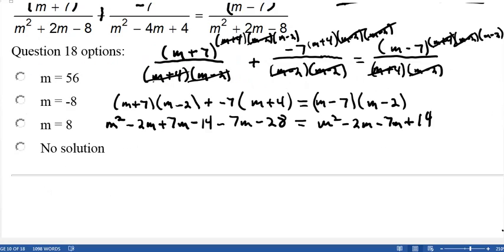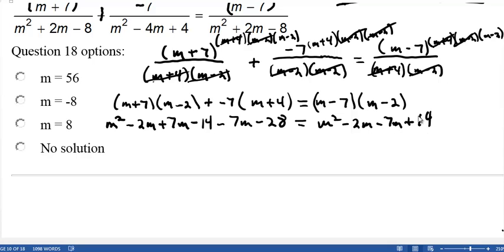After distributing, I end up with m² − 2m + 7m − 14. And then when I distributed the negative 7 times m, I got negative 7m, and negative 7 times positive 4 gave me a negative 28. And then again, when I used the FOIL method or the distributive property, I ended up with m² − 2m − 7m + 14.